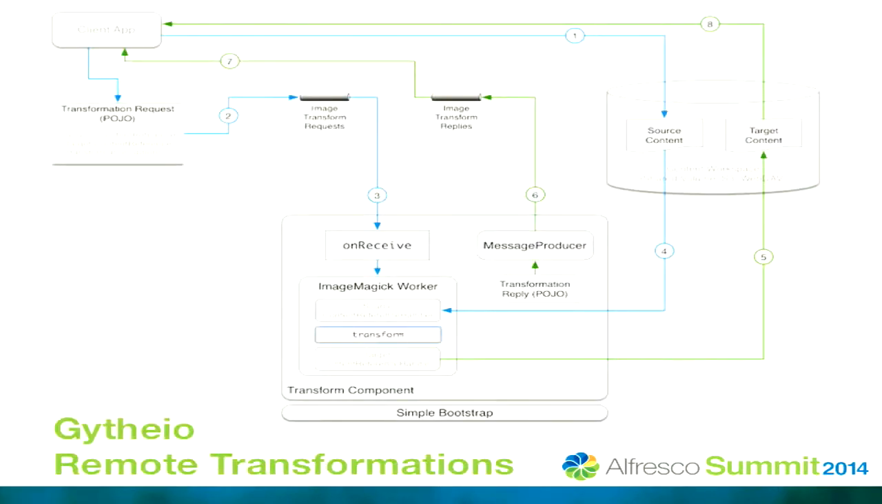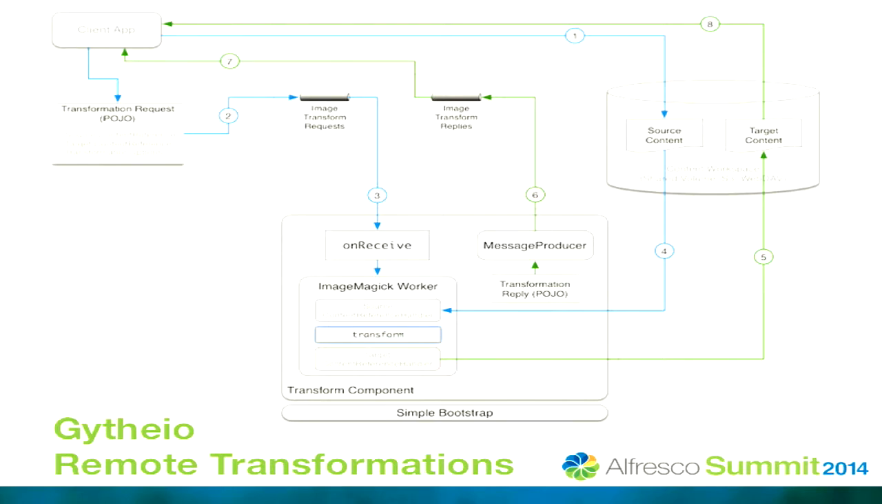I'm not going to go through this in too much detail here, but the way Gytheio works is we have a client application. In this case, it's going to be the Alfresco repository itself. The first thing we're going to do is push our source content out to a shared content workspace. Now that could be a SAN drive that's shared between the repository and the node. That could be an S3 bucket, WebDAV, FTP. So it's kind of agnostic to what technology is used to push that stuff around.